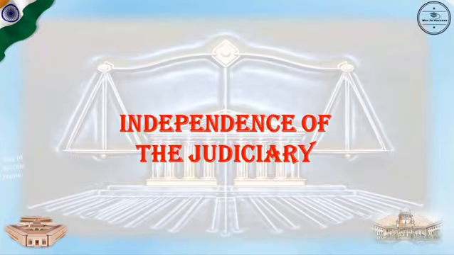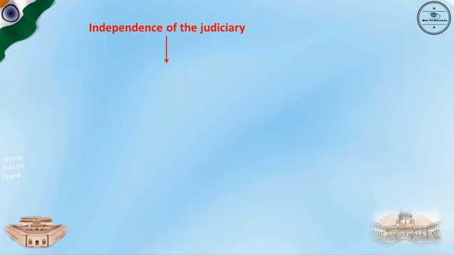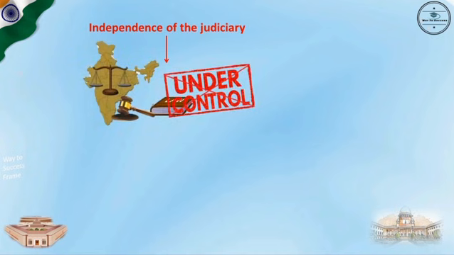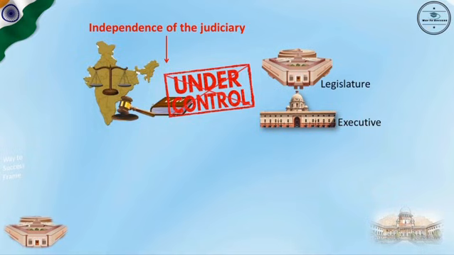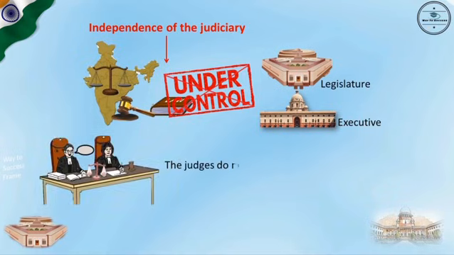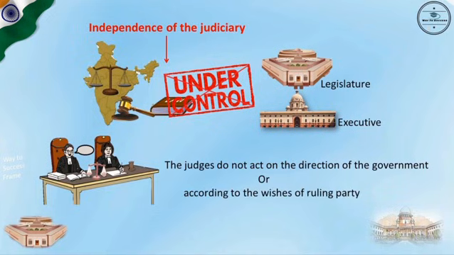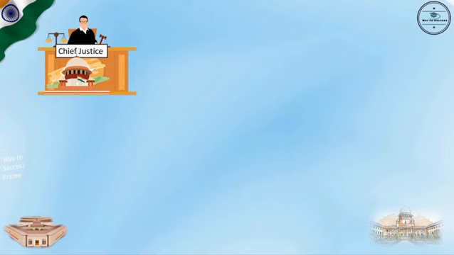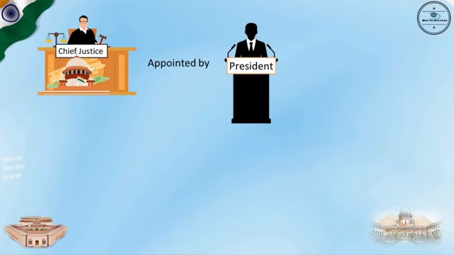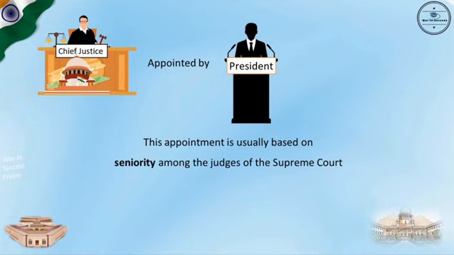Independence of the judiciary. Independence of the judiciary means that judiciary is not under the control of the legislature or the executive. The judges do not act on the direction of the government or according to the wishes of the ruling party. You already know that the Chief Justice of the Supreme Court is appointed by the President. This appointment is usually based on seniority among the judges of the Supreme Court.